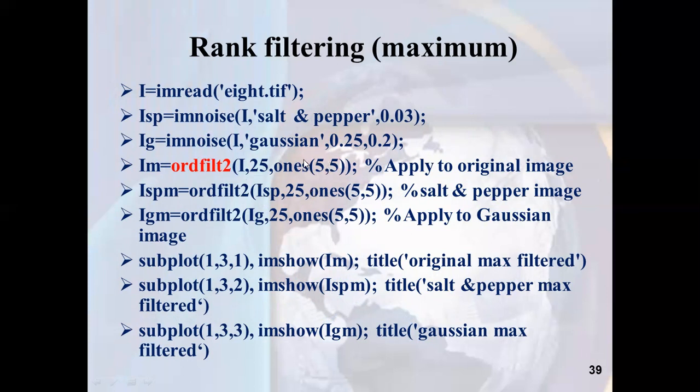So I took the size of the window 5 by 5. 25 means I took the last one, which is the maximum of the 25 elements, 5 by 5. I choose the 25th element, which is the maximum. So every time I take a filter of dimension 5 by 5, I take the maximum. Of course, what is the influence? We will see.